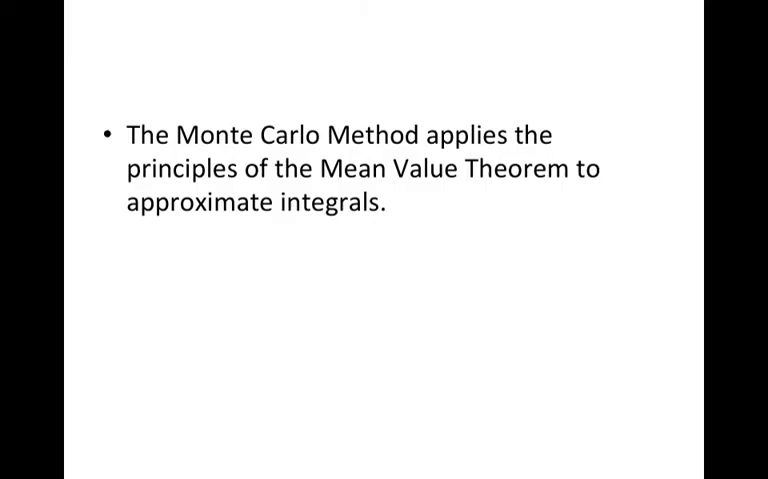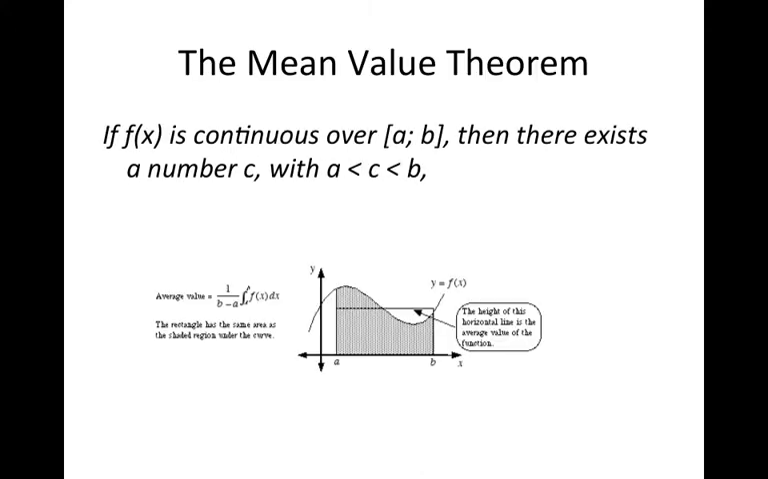The Monte Carlo method applies the principles of the mean value theorem to approximate integrals. In the mean value theorem, if f(x) is continuous over an interval from a to b, then there exists a number c between a and b. And if you multiply the length of the interval, or b minus a, by the average y value of the function, then you'll get the area of the function from a to b.